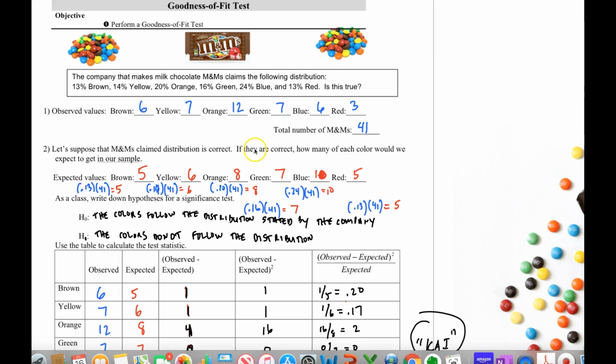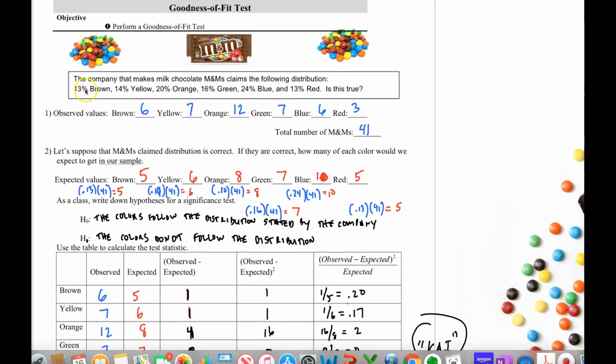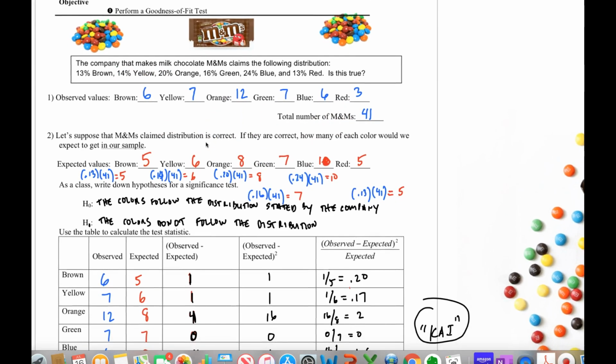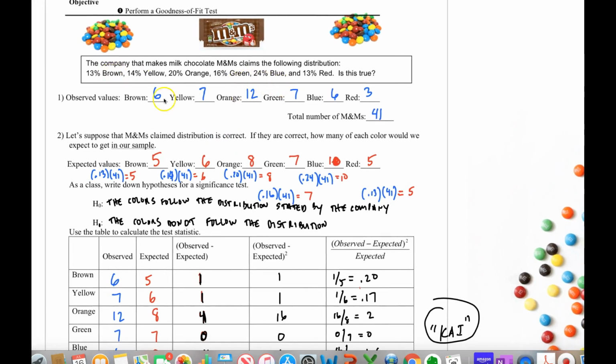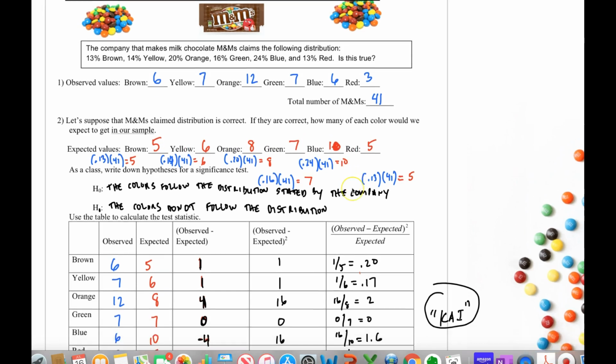Now, how would we check to see if these values should match up to these percentages? We want to check 6 out of 41, 7 out of 41, and look at the percentages. The way we do that is, first, based off these percentages, we check to see if what we observe matches up to what we expect to see. For example, if there's 41 M&Ms, 13% should be brown, or around 5 of them. 14% should be yellow, or around 6. 20% should be orange, and that's again around 8. So you can see we have these expected values.